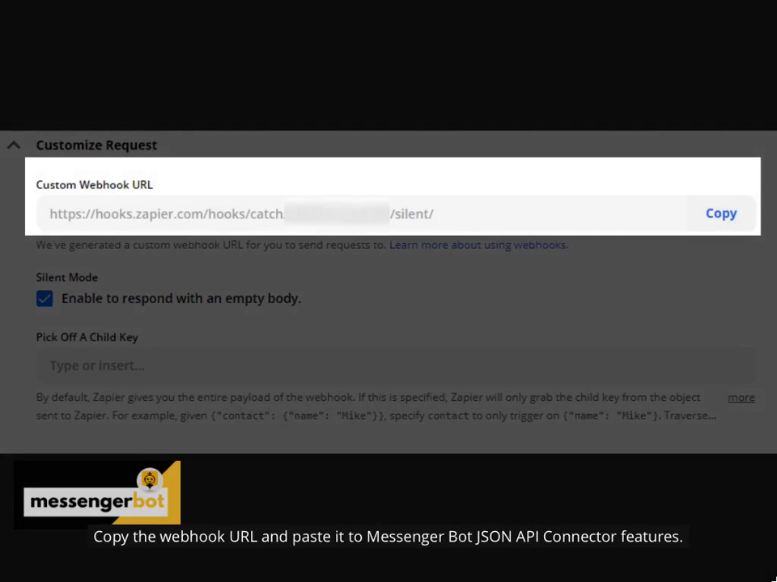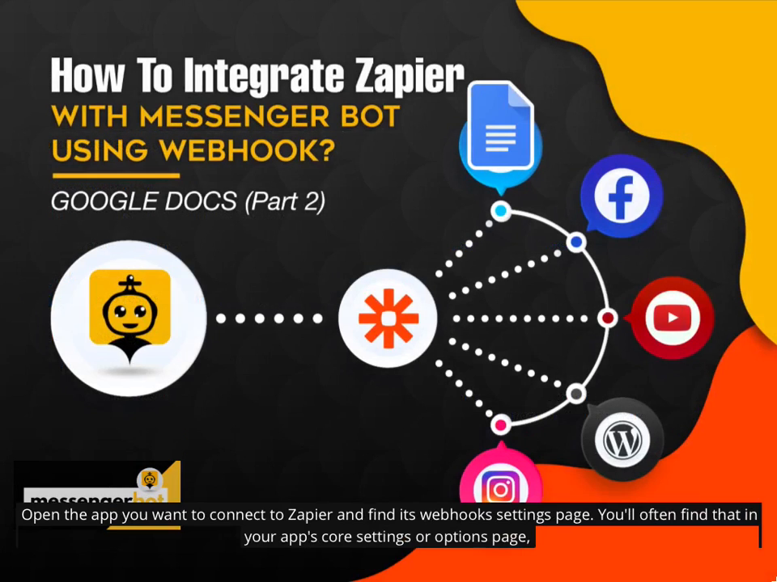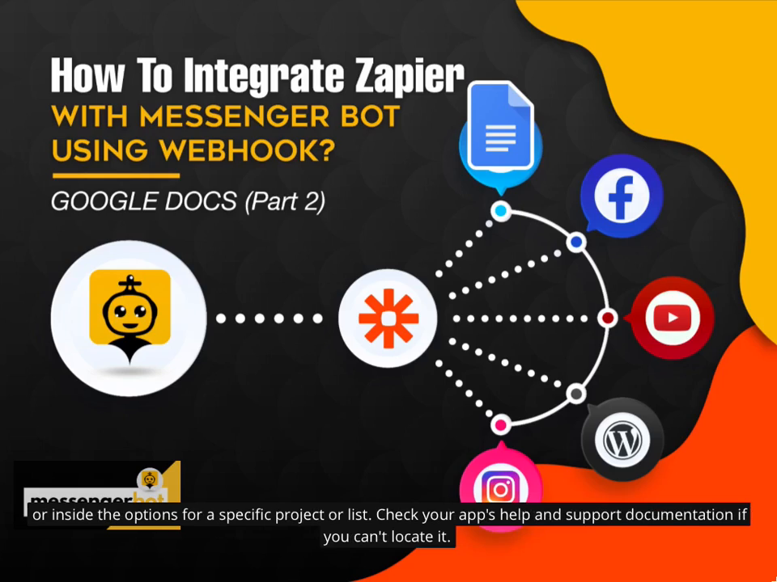Copy the webhook URL and paste it to Messenger bot JSON API connector features. Open the app you want to connect to Zapier and find its webhook settings page. You'll often find it in your app's core settings or options page, or inside the options for a specific project or list. Check your app's help and support documentation if you can't locate it.